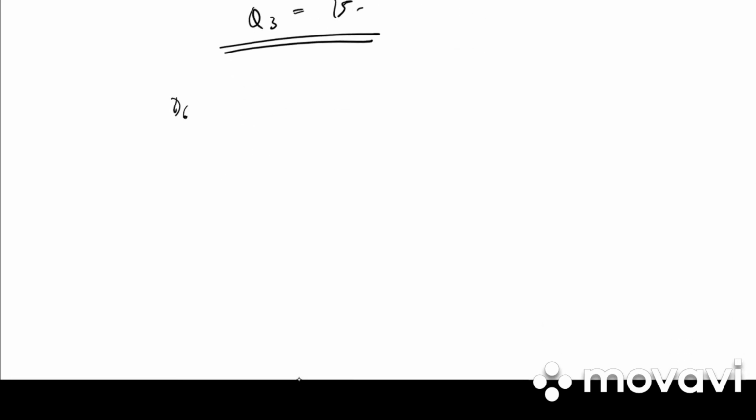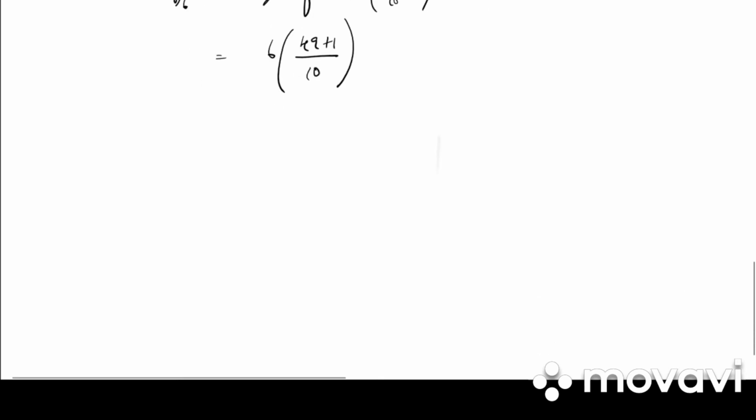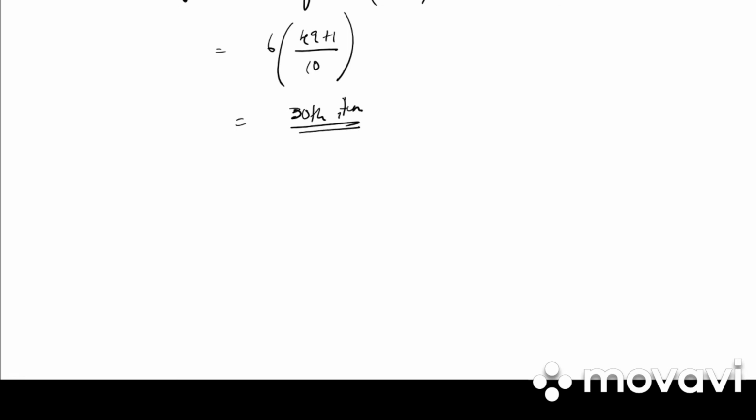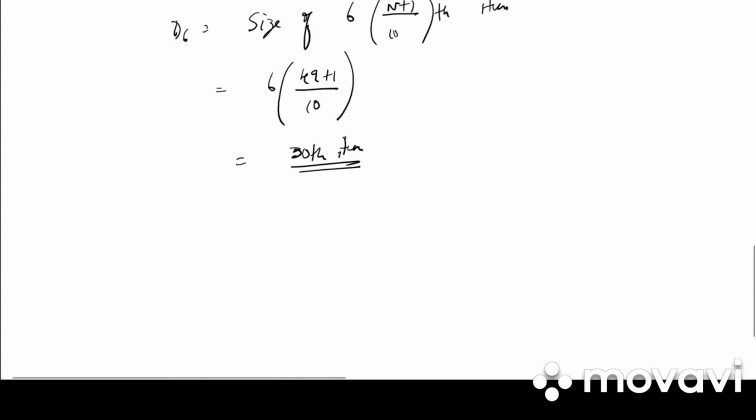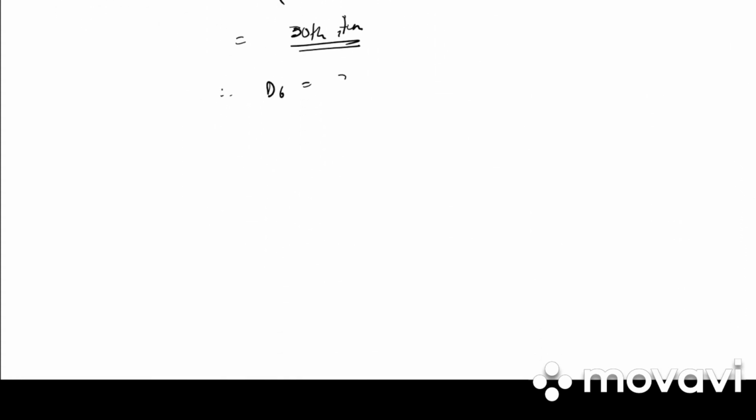Next we need to find out D6. Size of 6 into n plus 1 by 10th item. 6 into 49 plus 1 by 10. So it is 50 divided by 10, that is 5, size of 30th item. Again go to the cumulative frequency. It is 34. So D6 is equal to, therefore D6 is equal to 14.